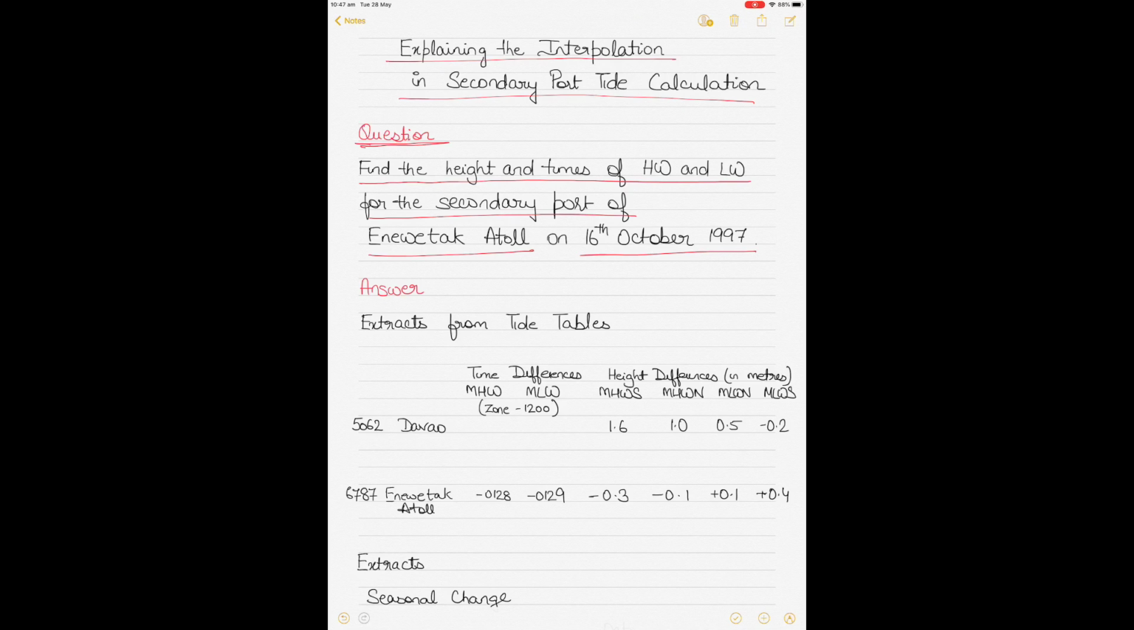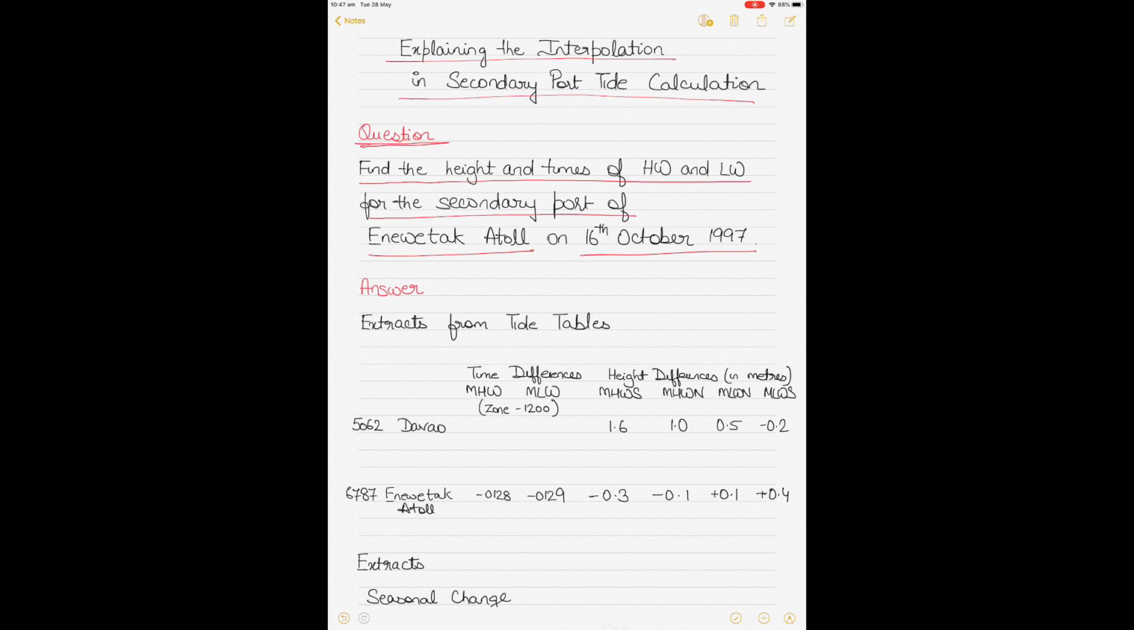So for those of you who have not watched my previous videos, there are some ports which are secondary ports, which are smaller ports, and then there are standard ports which are bigger ports, and the values of tides, of height and times of tides, are interpolated in the same way for secondary ports as that of the standard ports, but they do not have to be closely located.